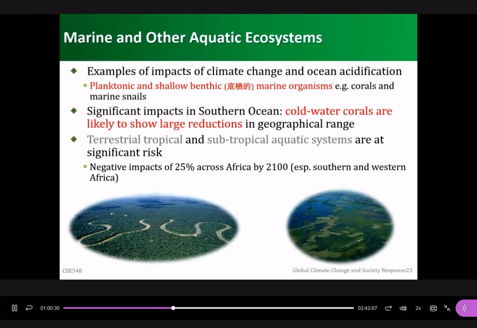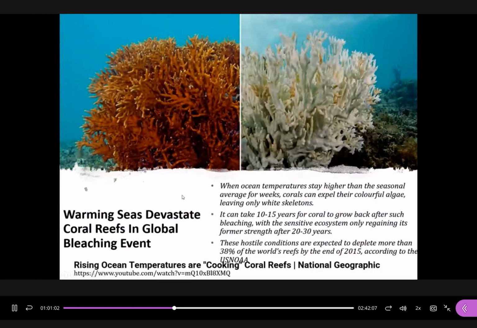Here are two examples about the planktonic and shallow benthic marine organisms. Here are corals and marine snails. Also, some sentences about the tropical and subtropical aquatic system. The negative impact here indicates 25% across Africa will be affected by the temperature increase. Here is the example of coral reef. We can see some details about the devastation of the coral reefs by the temperature increase.